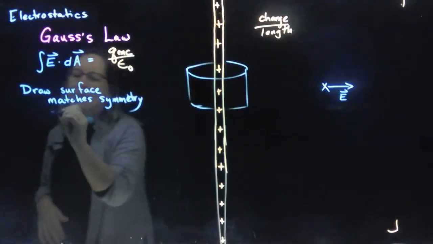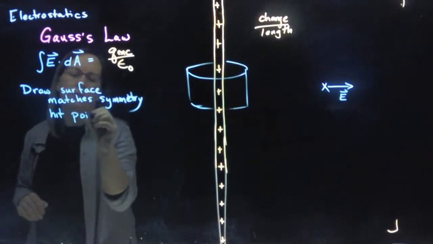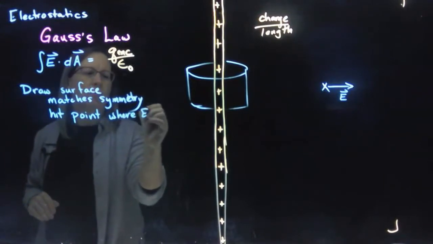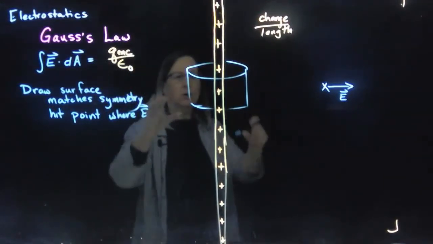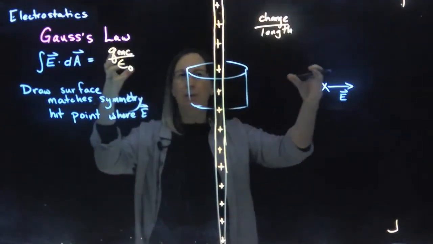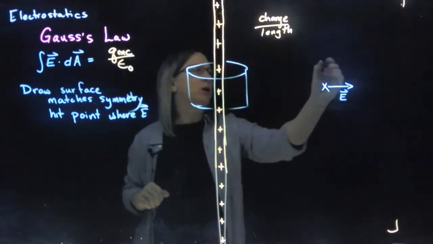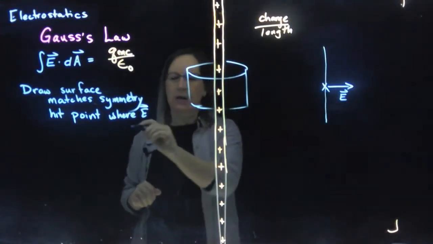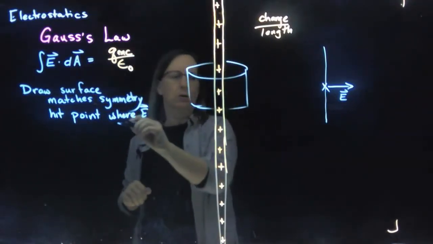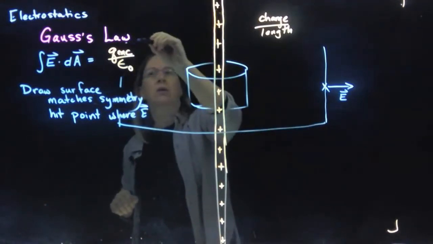But we also need it to hit the point where we're looking for E, where X marks the spot. So I need to make this a bigger cylinder, but I also want to keep it centered on this. So instead of this little cylinder, I want a cylinder that goes out to here, but I still want this to be centered. So this is a very big cylinder all of a sudden. So I'm going to draw it like this.